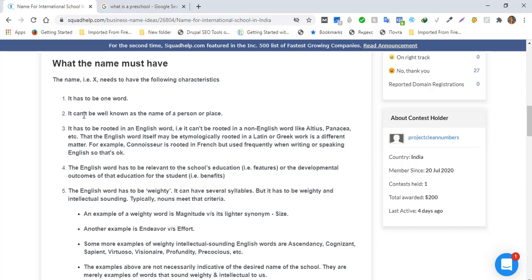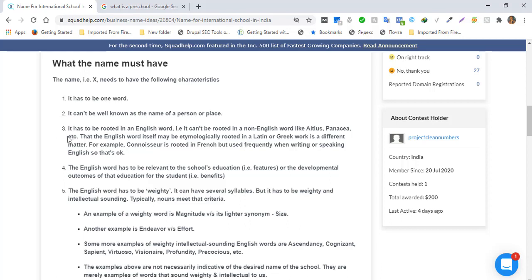It can't be well known as the name of a person or place. They don't want it to be the name of a place or the name of a person. No, one has to be careful with copyright issues, especially the name of a person. They don't want that. Maybe you are not naming it after somebody like Mary Slessor, you do not name it Slessor Academy. No. They don't want the name of a person.